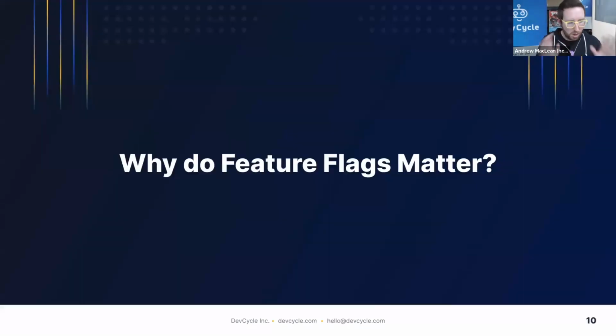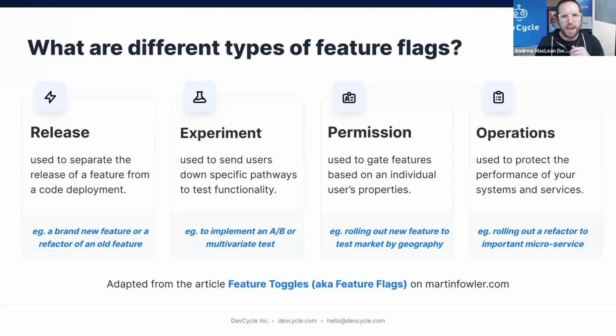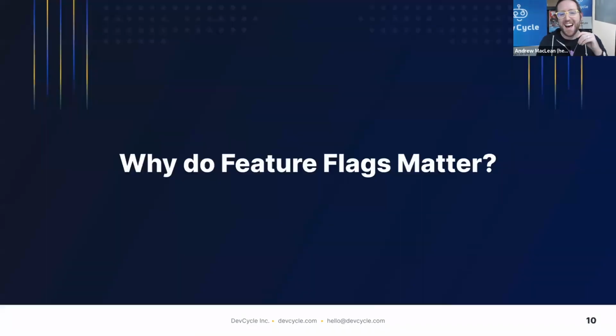All right, so what are feature flags? Some sort of configuration, conditional logic to show a specific feature, roll out a specific feature. There's the decoupling. We've got release flags, operations flags, experiment flags, and permission flags. And they're really important to our development cycle. But why do they matter?